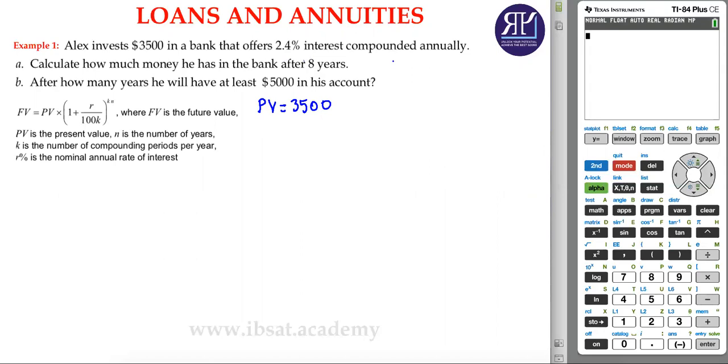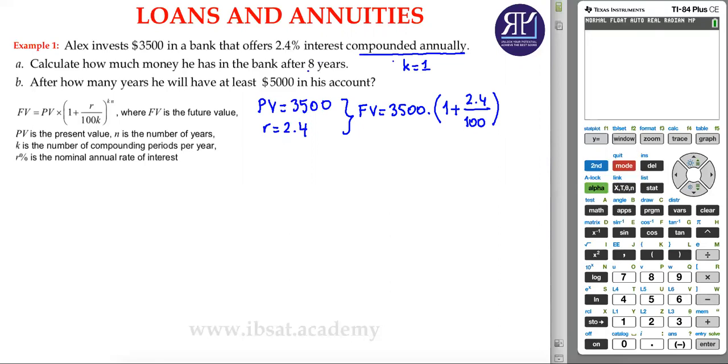Our annual interest rate given here is 2.4. Compounded annually means that it is compounded only one time in a year. That's why k is 1. Now let us apply the formula to get the future value, which is equal to 3,500 multiplied by (1 + 2.4 over 100). K is 1, so no need to write it here. To the power, the A choice asks for the money after 8 years, that's why we write 8 here.